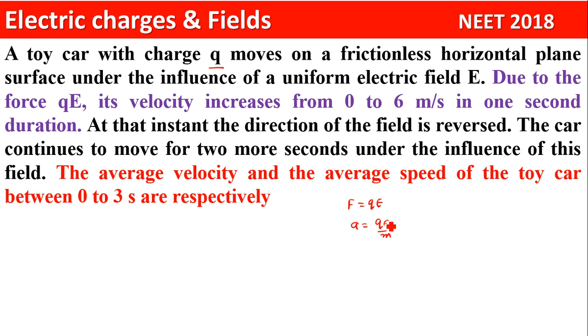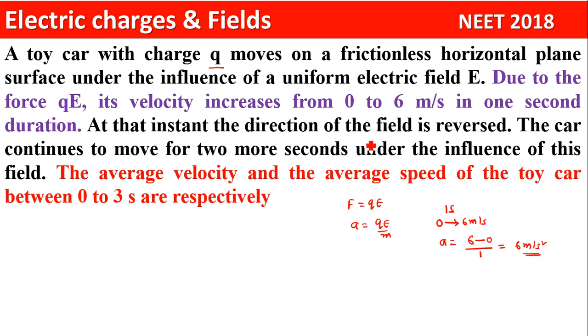Now, neither the charge, the electric field, nor the mass has been given for this toy car. Due to this force QE, its velocity increases from 0 to 6 meter per second in 1 second. So indirectly, the acceleration information is hidden here. Acceleration a is equal to final velocity minus initial velocity divided by the duration of the change in velocity. So 6 by 1, 6 meter per second square is the acceleration.